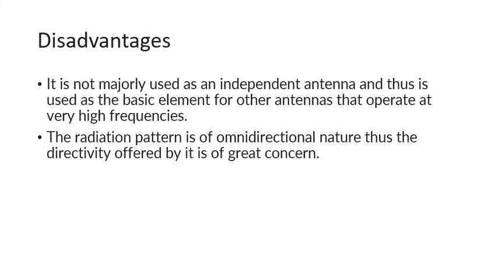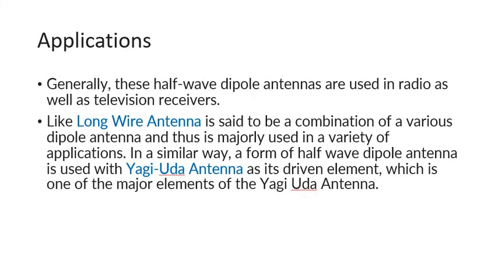A disadvantage of this antenna is that it cannot be operated at very high frequencies, and it is omnidirectional. To reduce the omnidirectional nature, we use something called the Yagi-Uda antenna and the long wire antenna. The applications of the antenna are that we can use it in radio or television receivers.